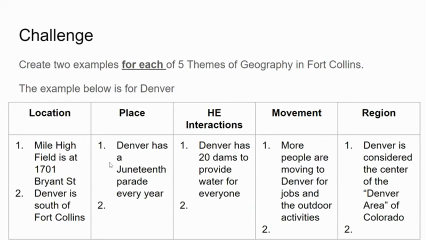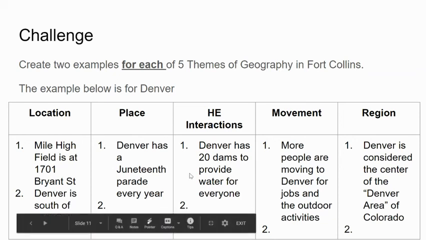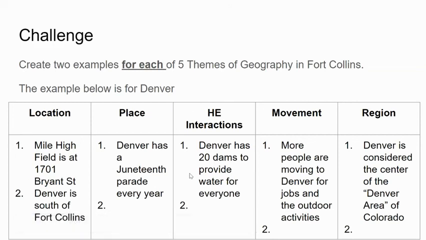Place, that is what the area is like. If you visit, what will you see? What will you eat? What will you experience? Human environment interaction. Denver doesn't have enough water or river systems for all of the people who live in that area. So Denver has modified its environment by creating 20 different dams to provide water.